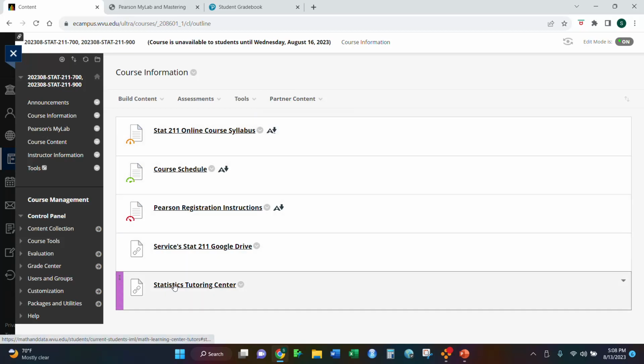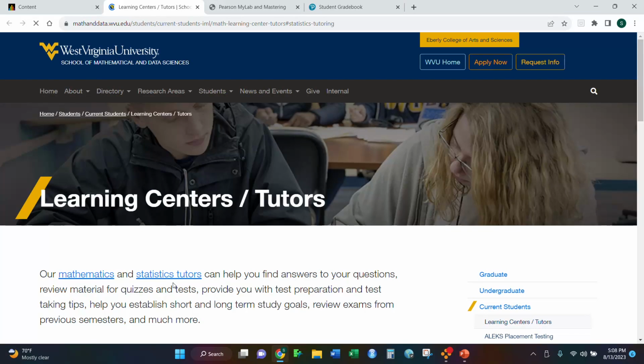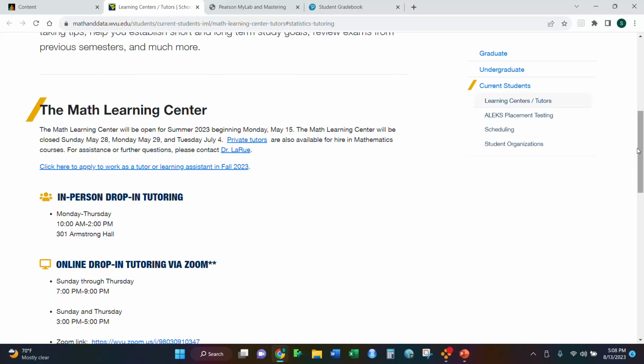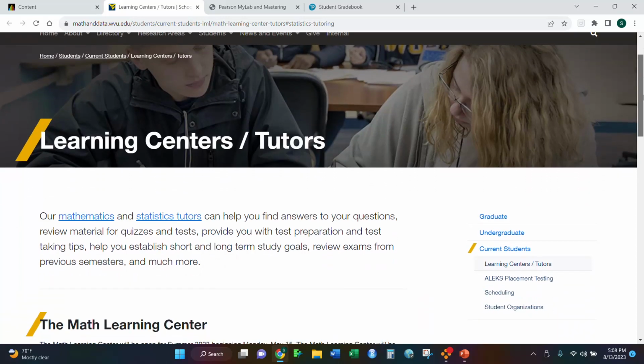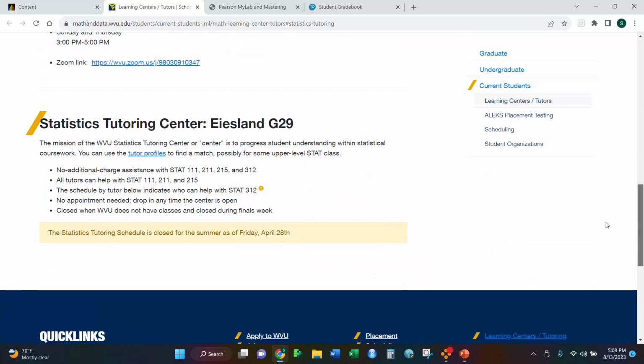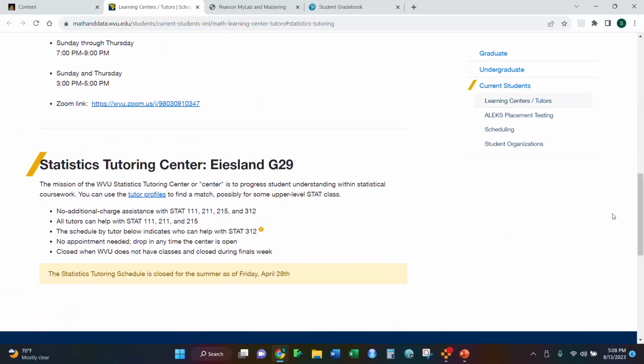All right, underneath the Google Drive is the Statistics Tutoring Center information. There is tutoring available on campus. It is free. You can go to this link. We see mathematics and statistics tutors. This is a statistics class, so go to the statistics section. The Statistics Tutoring Center is in Island Hall G29.